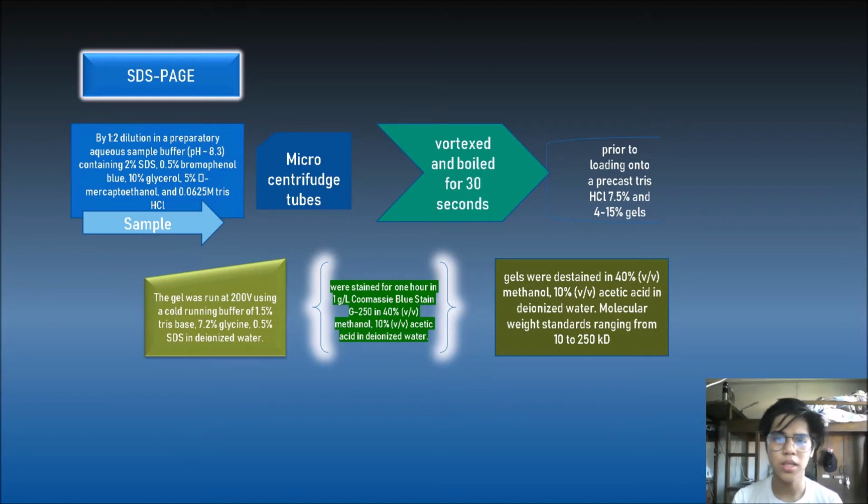The gels were stained for 1 hour in 1 gram per liter Coomassie blue stain G250 in 40% volume by volume methanol and 10% volume by volume acetic acid in deionized water. Molecular weight standards ranging from 10 to 150 kilodaltons were run in the adjacent lane.